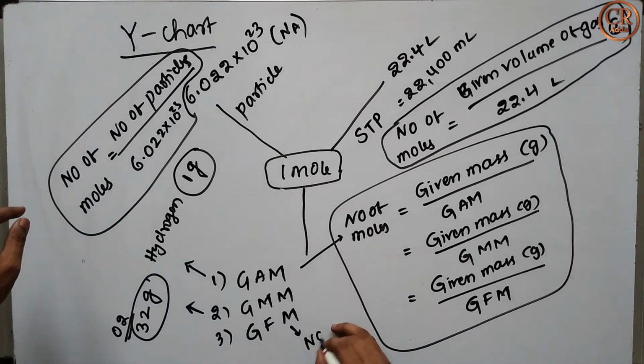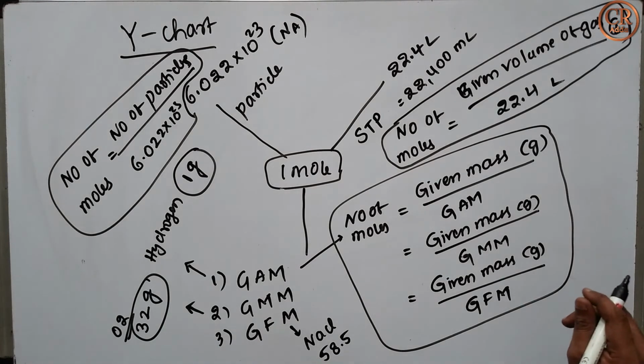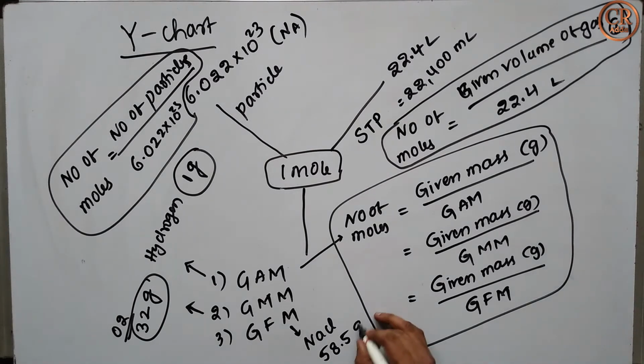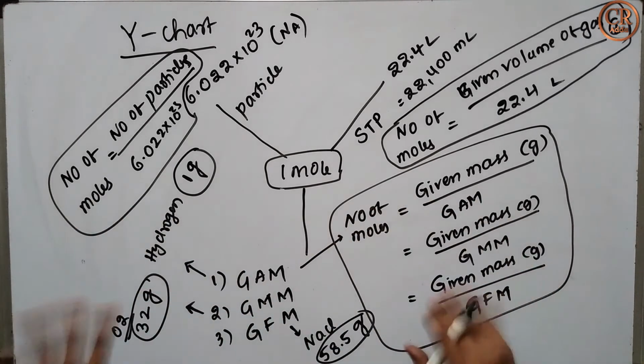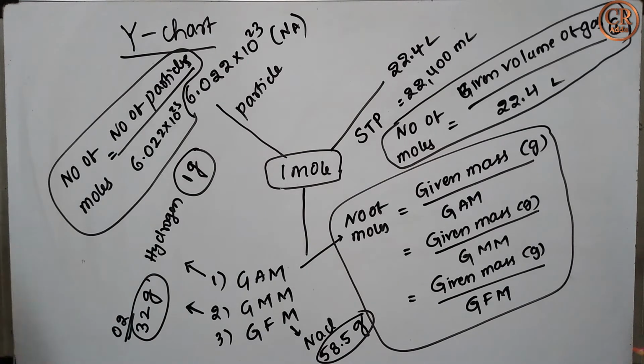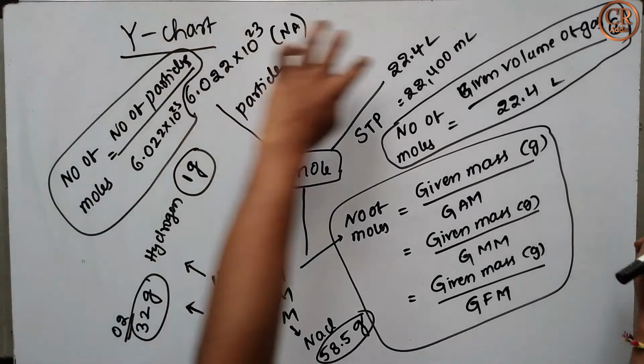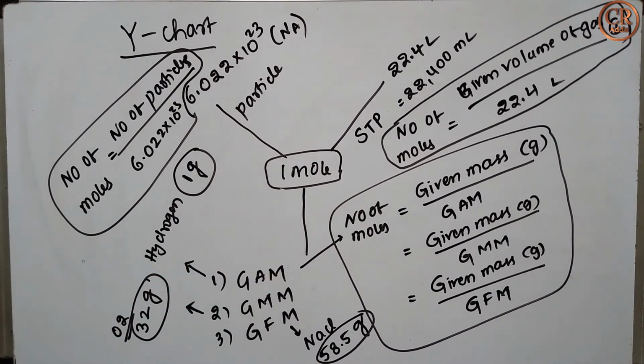Gram formula mass. Let us take NaCl. NaCl 58.5 is its formula mass. But if this formula mass is expressed in grams, then this is called gram formula mass. So these are interrelations between number of moles and particles, volume and mass.